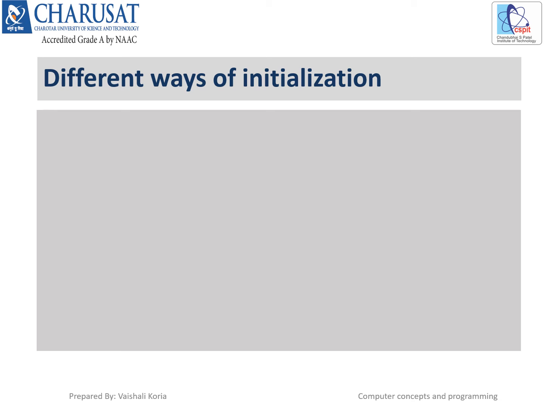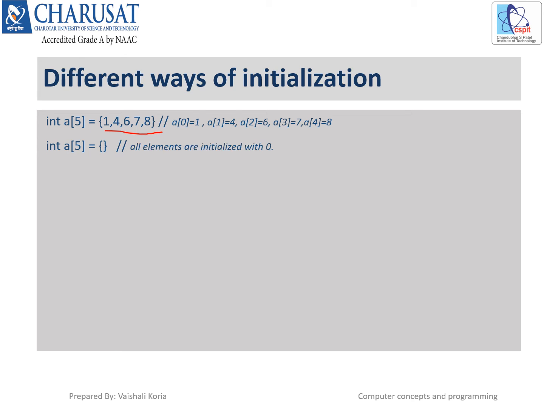Now there are different ways to initialize the array. The first method is int a[5] with 5 values written in the braces. So a 5-element array will be there, and all the 5 values will be assigned to the respective elements, a[0] to a[4]. Next one is where you have declared the array of 5 size, but you have not specified any value, just empty curly braces. In this case all the elements will be initialized with 0 by default.